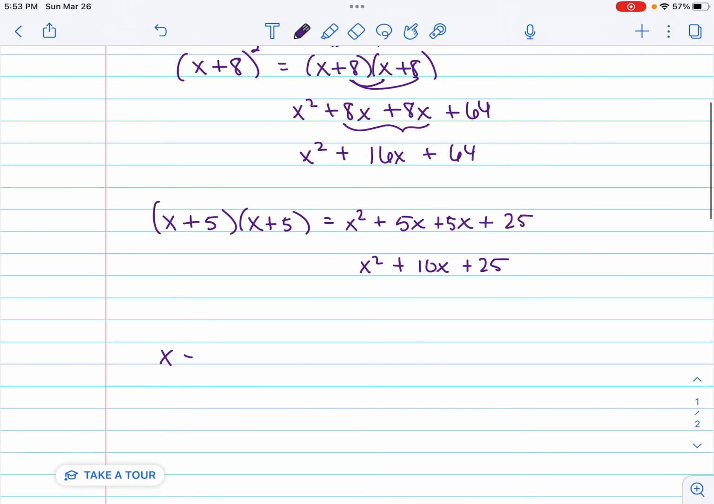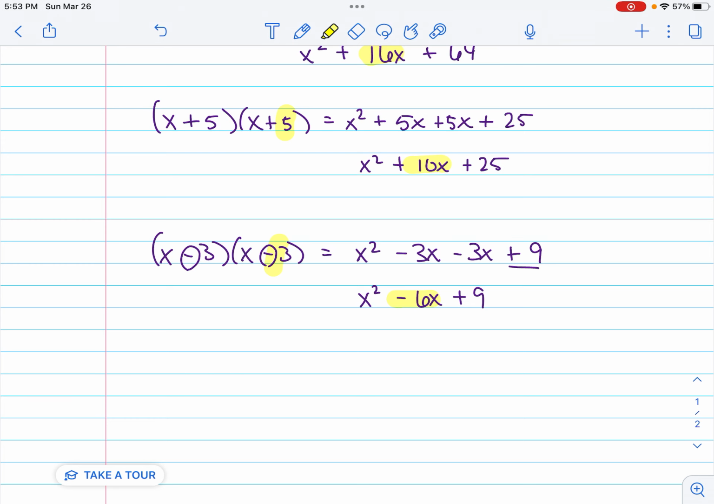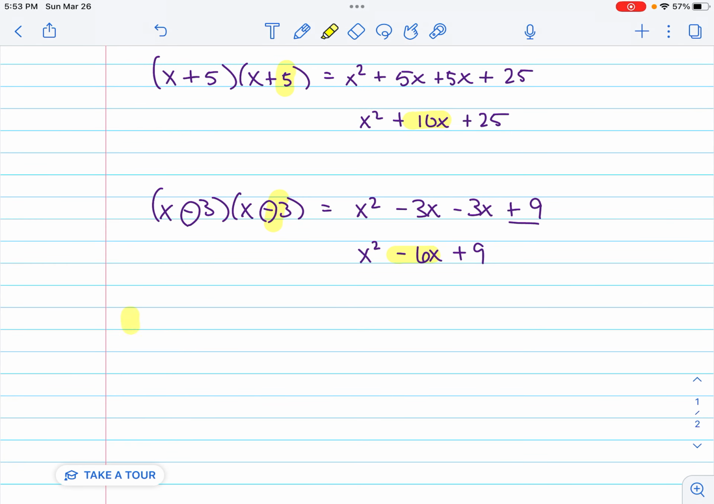We'll do one more. If you have x minus 3 times x minus 3, that's going to be x squared minus 3x minus another 3x plus 9. Notice I have a negative times a negative, so my last number is positive. So then I have x squared minus 6x plus 9. This middle number always ends up being twice as much as the number in your parentheses. Some older students refer to this as square, double, square, because you square it, you double it, you square it. So what does that look like when you are factoring?